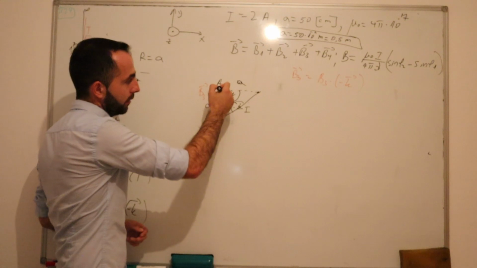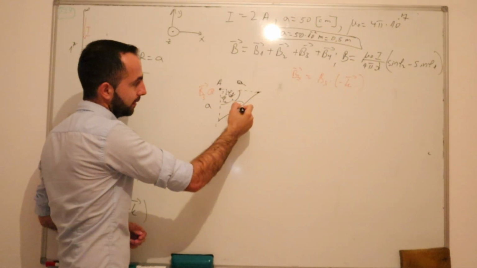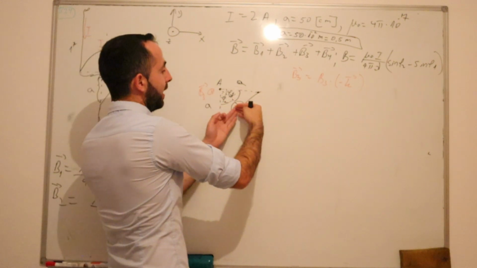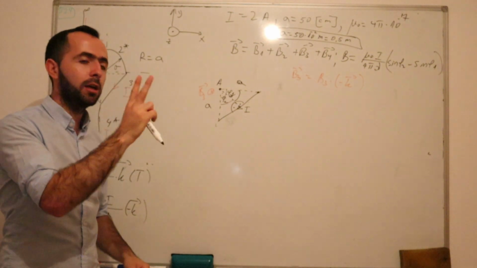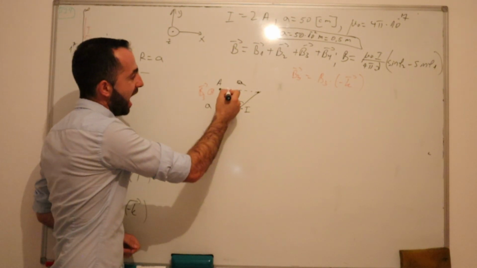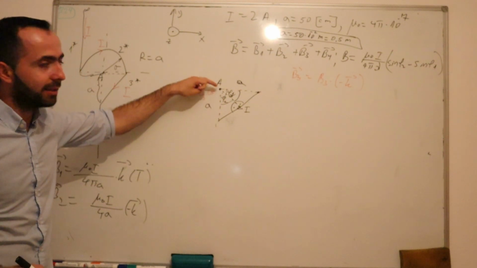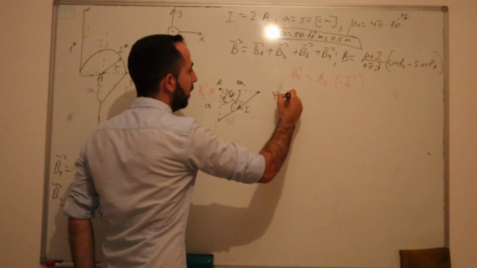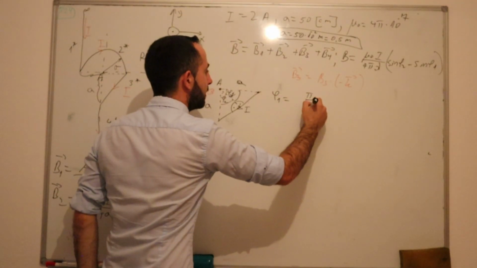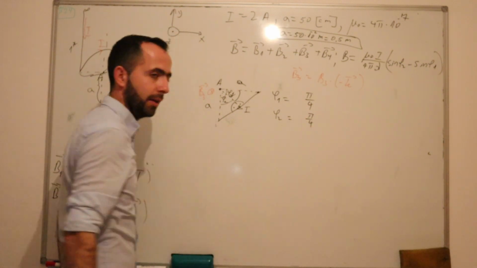After we connect this line, so it is a normal to this, we have split this angle into two equal parts. Because this is a right 90-degree angle, we split it into two equal parts. It means that phi1 is 45 degrees and phi2 is also 45 degrees.